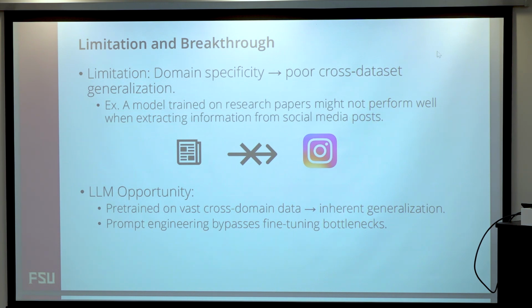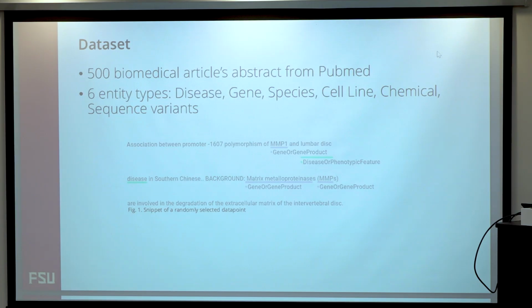So here we see the opportunity of using LLMs to perform this task, because LLMs are pre-trained on a vast amount of general data. We see that this could be a potential solution to tackle this problem. The dataset that we are using for this study is the same dataset used in the LitCoin challenge, in order to have a better comparison of these 2 different methods. The dataset consists of 500 biomedical abstracts from PubMed, and the annotators annotated all these articles with 6 different kinds of entities.